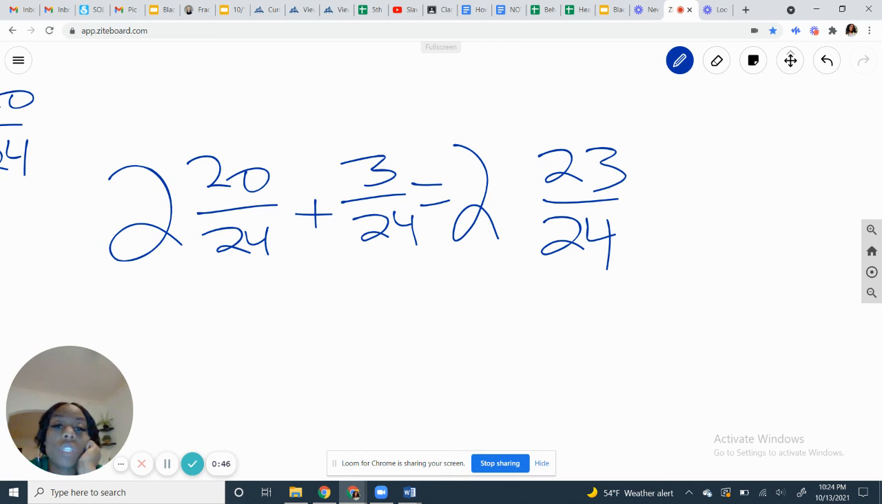There is your answer. It is 2 and 23/24. It's a pretty convoluted one, but I wanted to do it just so we can see exactly how to do this with a whole number. Now you know, knowing is half the battle.